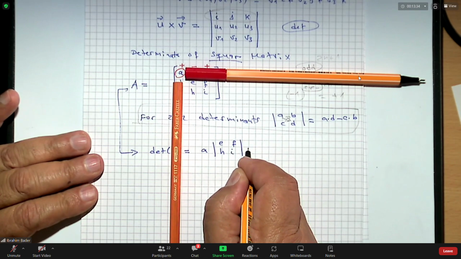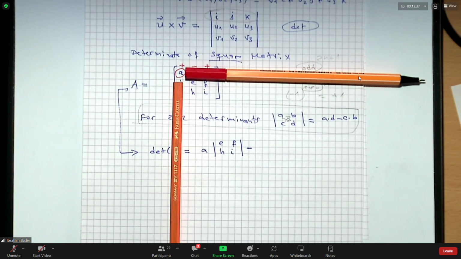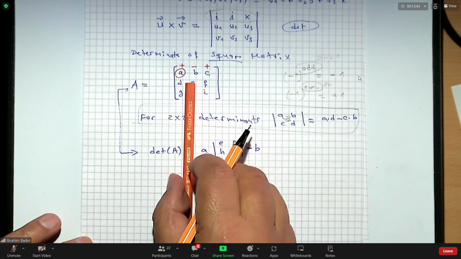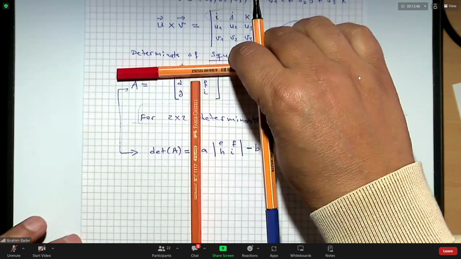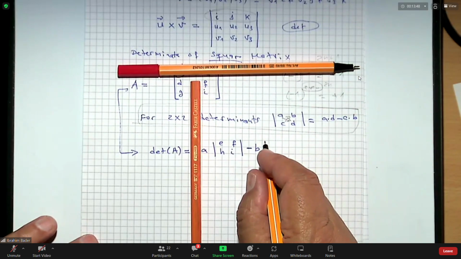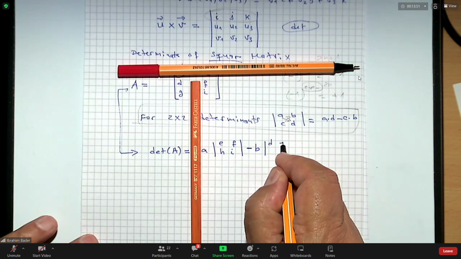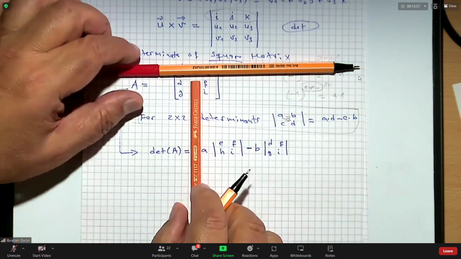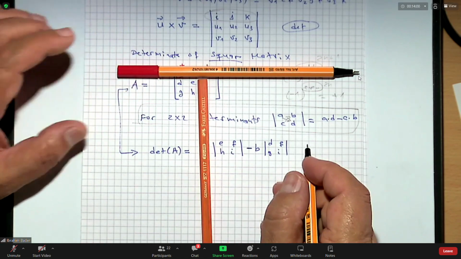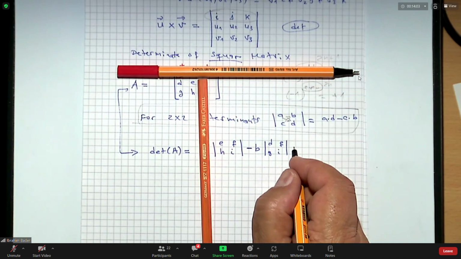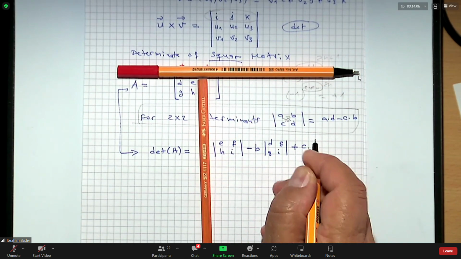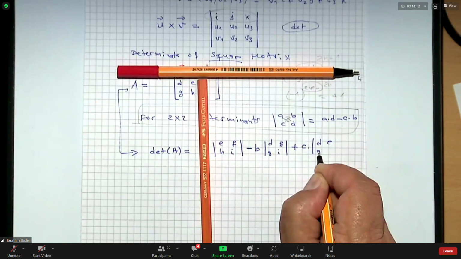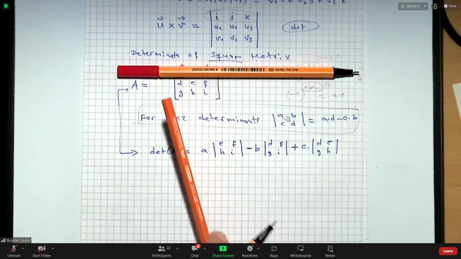Now here in the middle, I have a negative. Don't forget. Now here I will do the same. I have negative B. Then I am left with the 2 by 2 determinant D, F, G, I, right? And the last one I have here is C. Plus C times, here I'm left with D, E, G, H. I'm almost done.